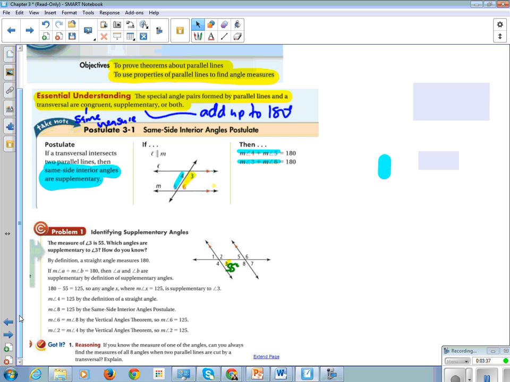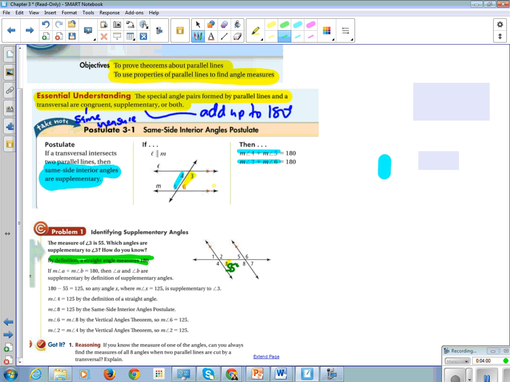And then just remember, and please highlight this as well, a straight angle measures 180 degrees. So if it makes a straight line, it's 180. In addition to being an alternate or a same side interior.